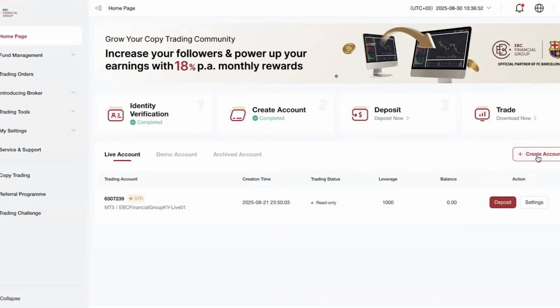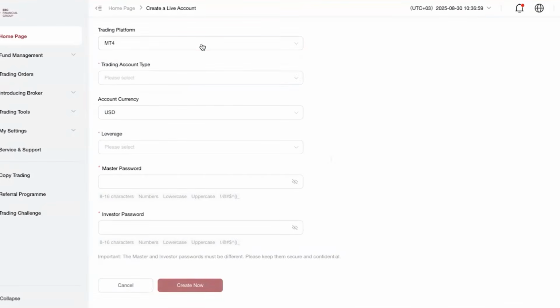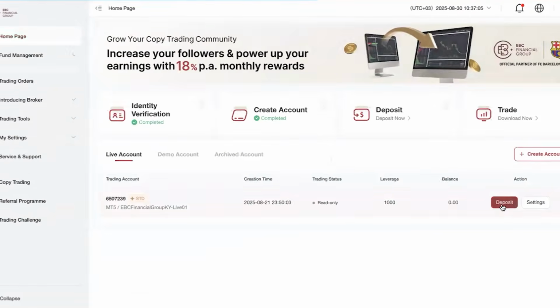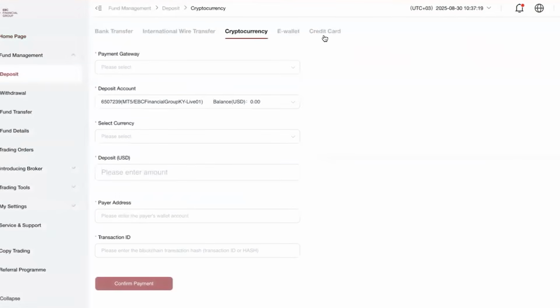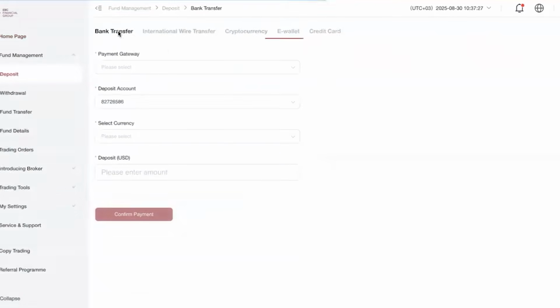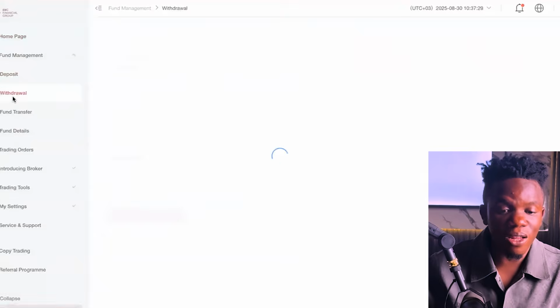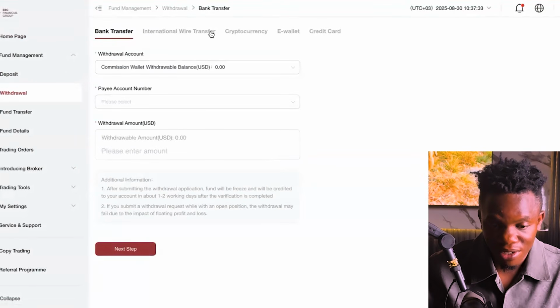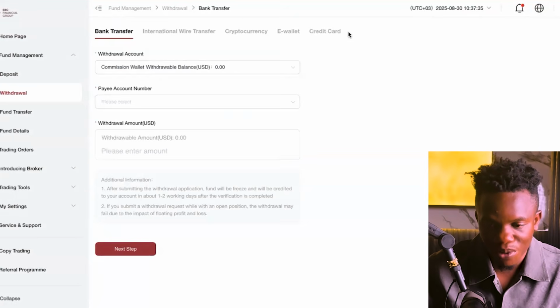I've already done mine. If I click on this place, you see the whole process of setting up your account. So I just need to deposit money into this account. The process of deposit and the process of withdrawal is very easy. You can deposit with bank transfer, international wire transfer, cryptocurrency, or credit card. There are a lot of options for deposit, and you're also going to see a lot of options for withdrawal, with the same process: international wire transfer, cryptocurrency, e-wallet, credit card.